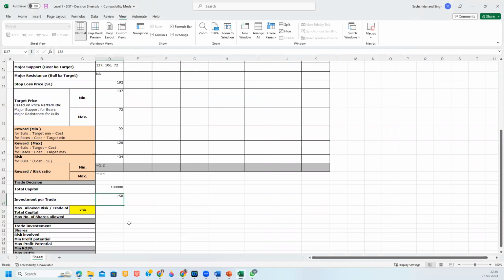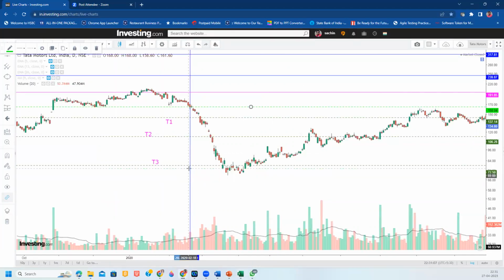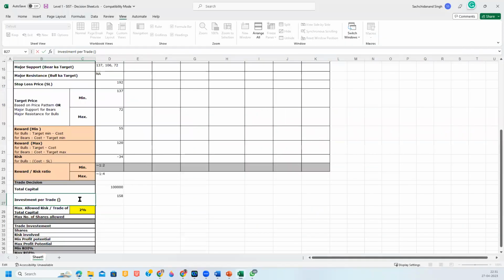So can you write that investment per trade in bracket? You can write the median value of the day. So it will not be median. In a live market, when you are planning to purchase the trade, that particular stock might be trading at some value. So you mean the current market price, correct? Yes, the market price of that stock at that point of time. Okay, right.